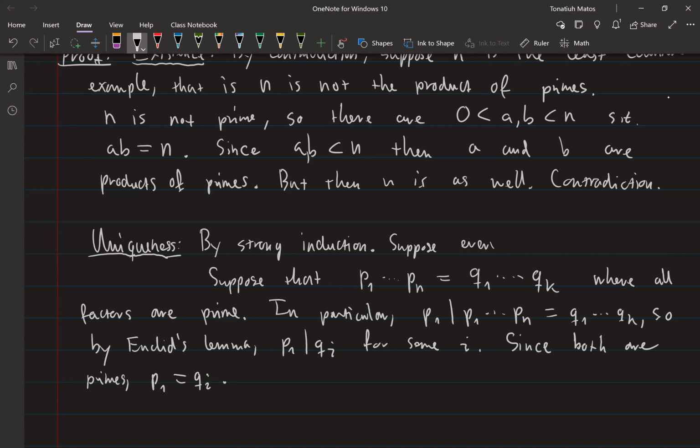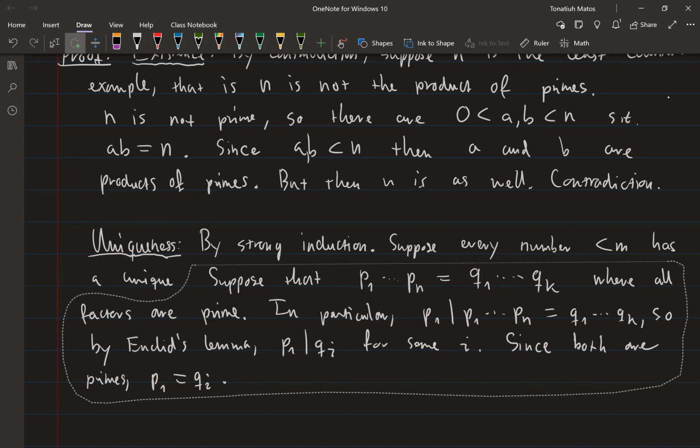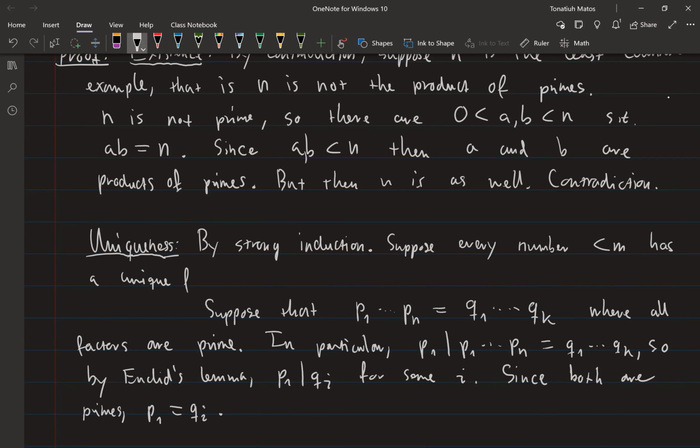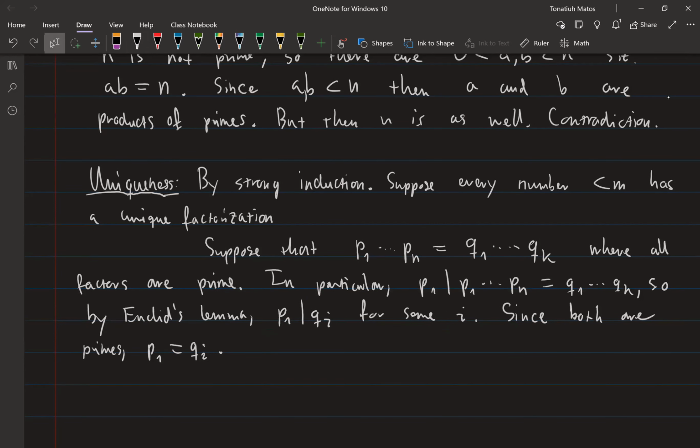suppose every number less than m has a unique factorization into primes. You don't have to do this by strong induction. I'm just rewriting this part so that it's a bit more understandable. And that m has 2 factorizations.